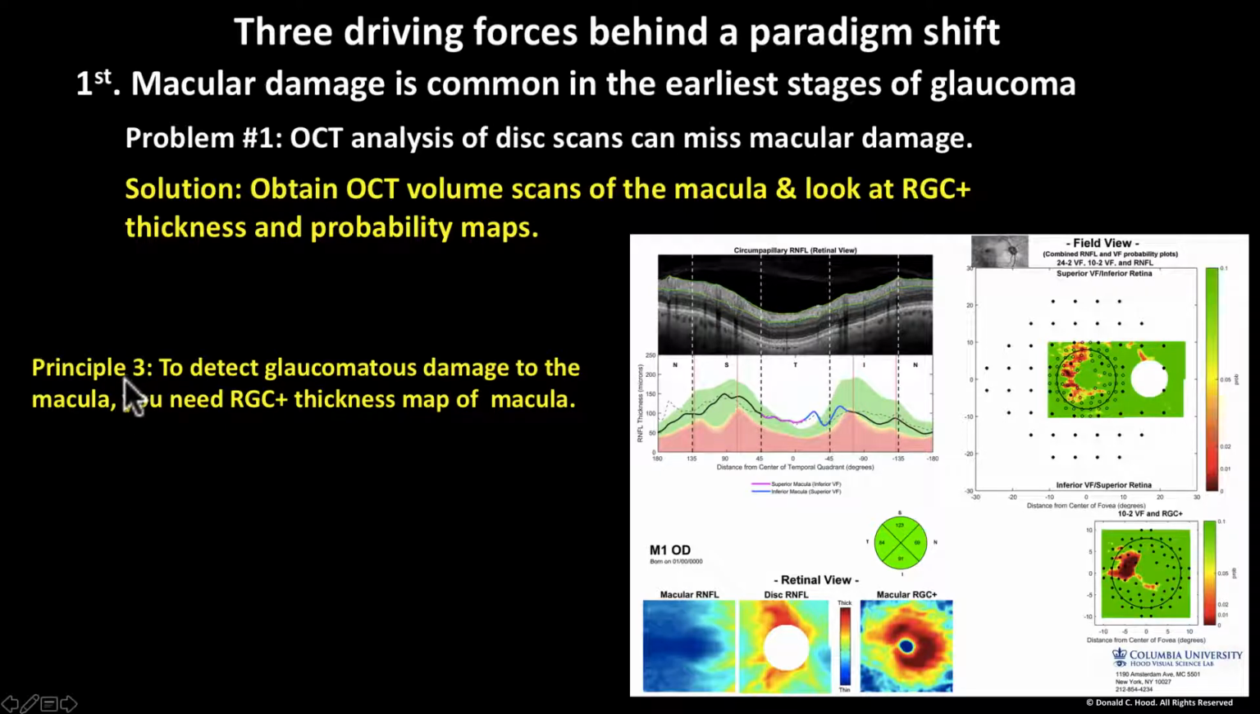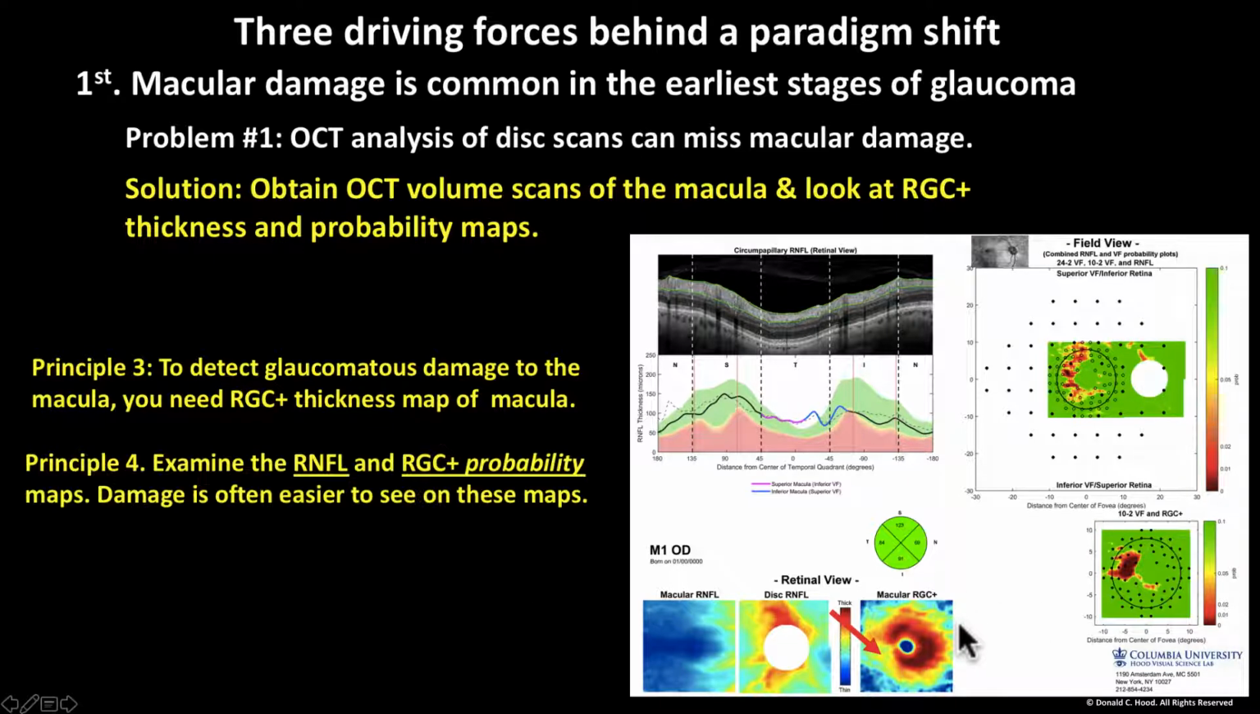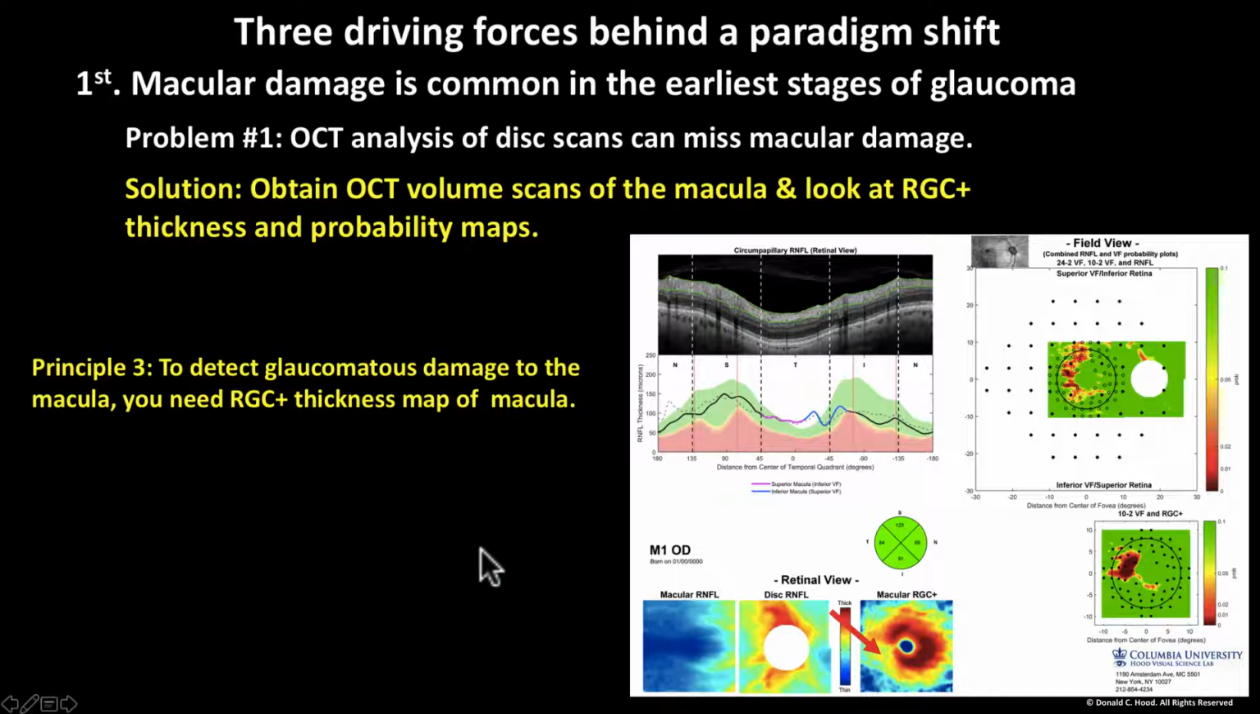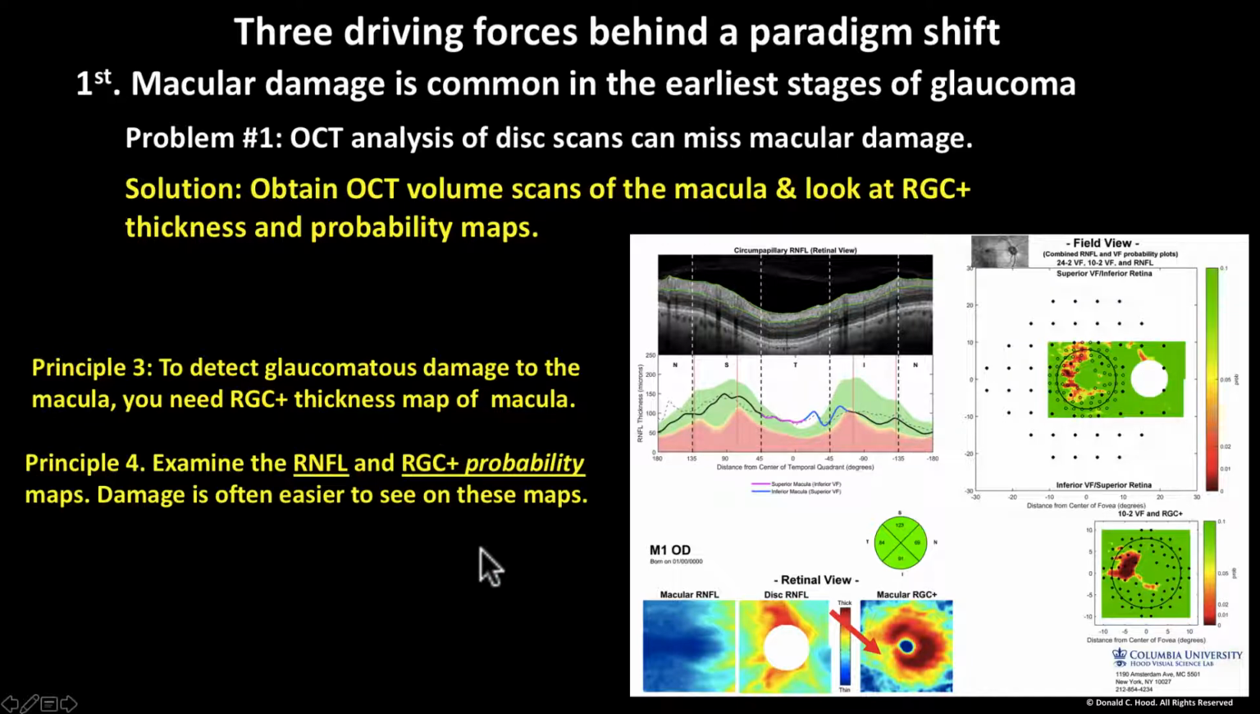So this goes back to the 5 principles behind our lab report. Principle number 3 was that to detect glaucomatous damage to the macula, you need retinal ganglion cell thickness maps of the macula. You need this right here. Principle 4 behind our report was that you want to examine not only the thickness maps, but you also want to examine the probability map of both the retinal nerve fiber layer and the retinal ganglion cell.